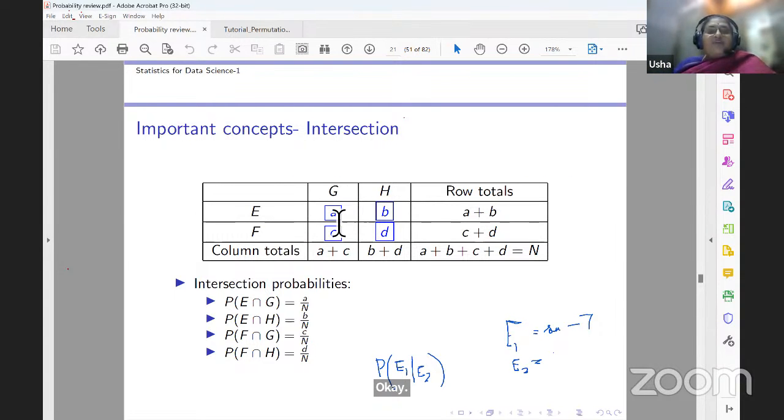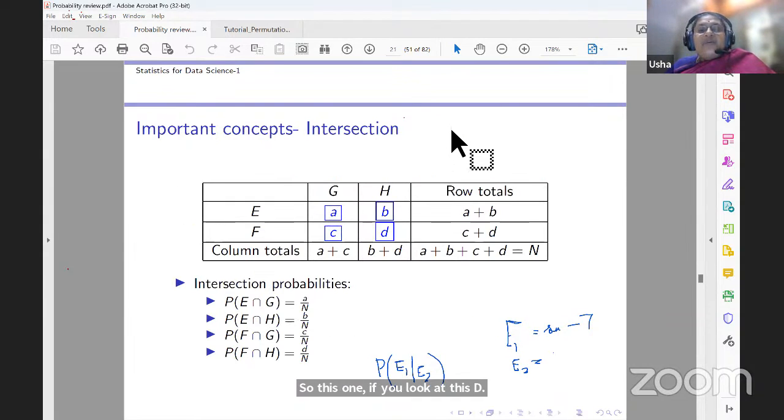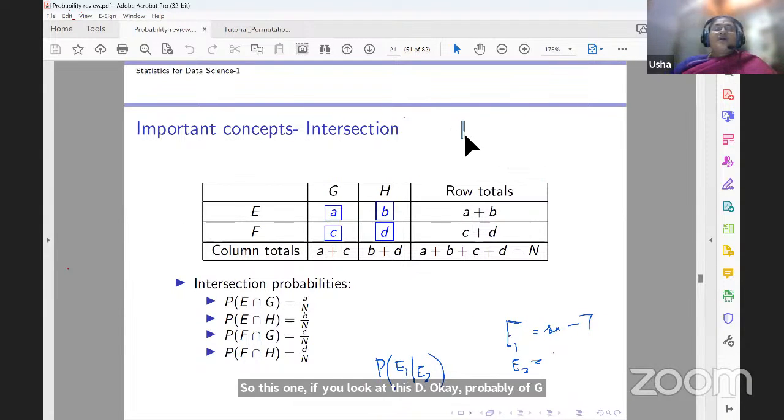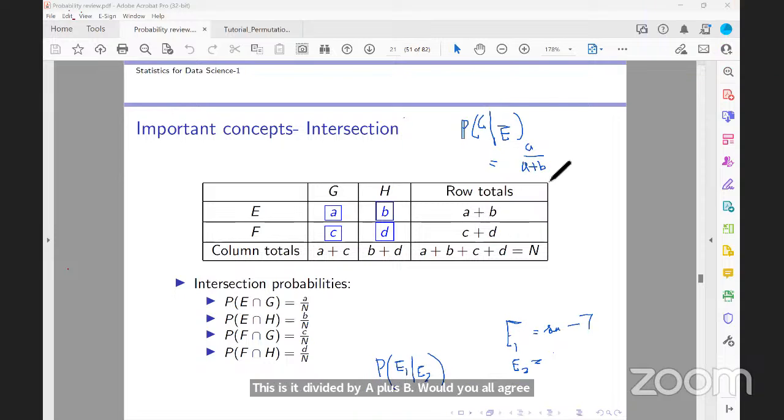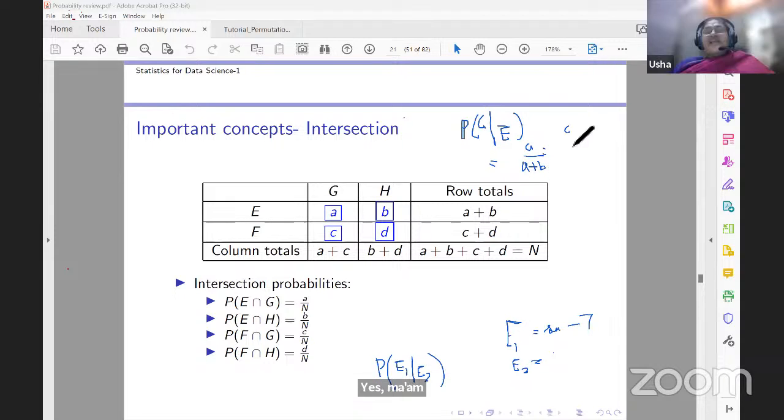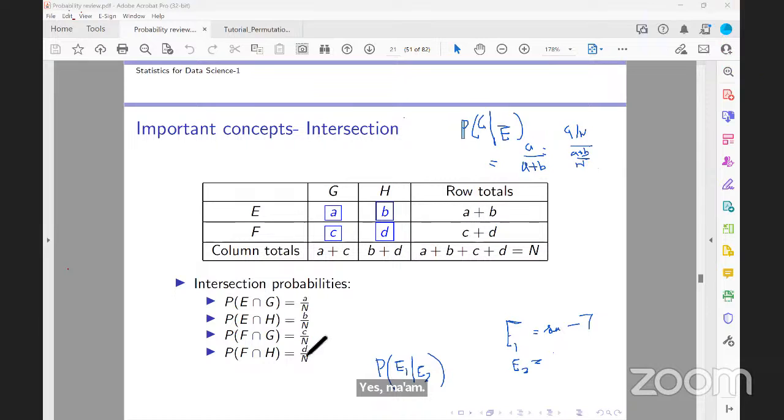So if you look at this G, probability of G conditioned on E is what I'm trying to look at. This is A divided by A plus B. Would you all agree? This I can write as A divided by N, divided by A plus B divided by N.